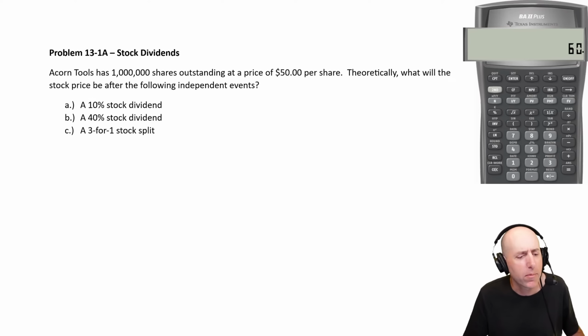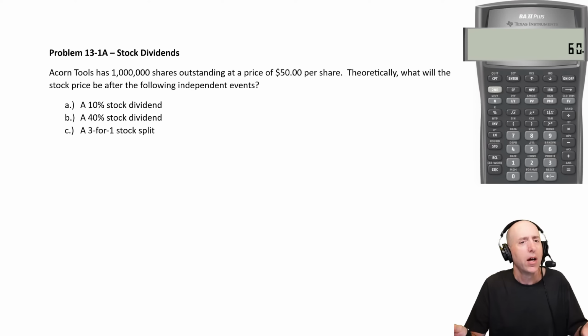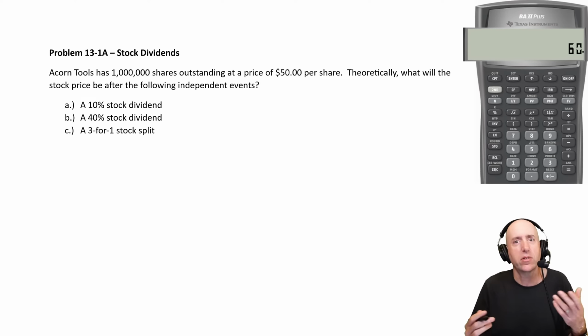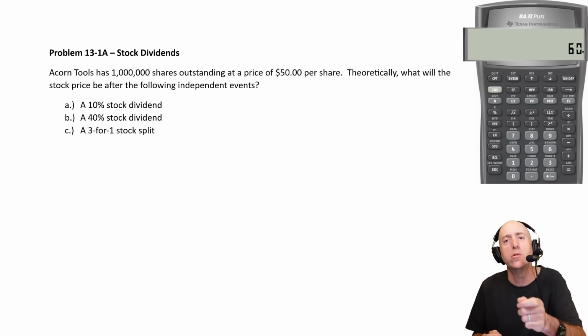Let's go through problem 13.1a. This has us exploring stock dividends. A stock dividend is when a company issues new shares to existing shareholders. It's a dividend, so they're not paying for it. They're not buying in to be part of the dividend. They're just given new shares.